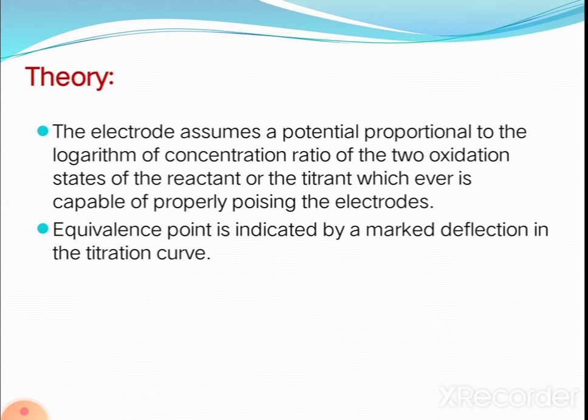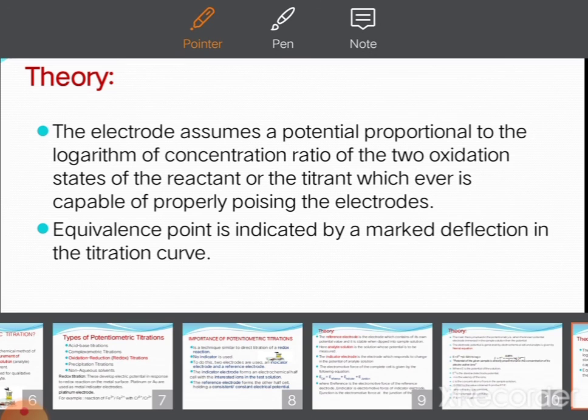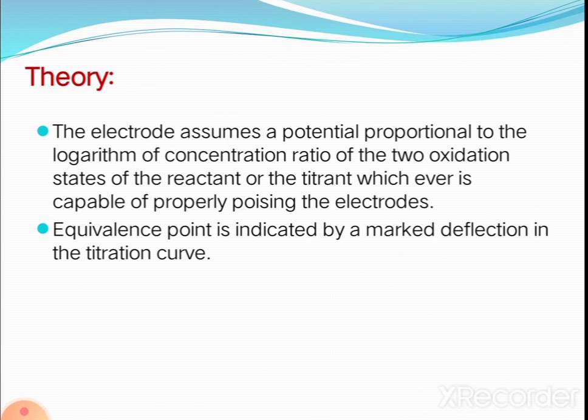Now, how does the course of the experiment follow? The electrode assumes an electrode potential that is directly proportional to the logarithm of the concentration ratio of the two oxidation states of the reactant and the titrant, whichever is capable of properly poising the electrodes. And the equivalence point is indicated by a marked change in the titration curve.